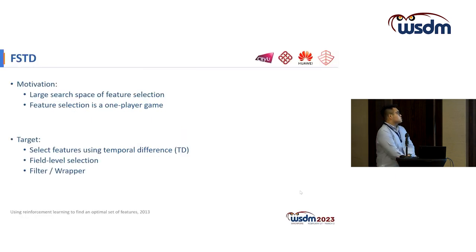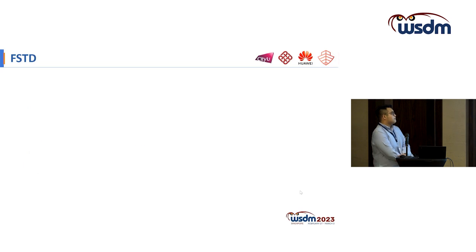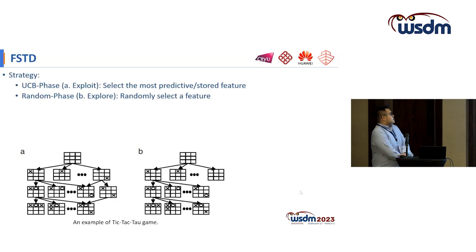The first work I want to introduce is FSTD. In this work, feature selection is regarded as a one-player game, and features are selected by temporal difference reinforcement learning. It conducts a field-level selection, and in this work, two feature selection methods are suggested. They use a filter or a wrapper.